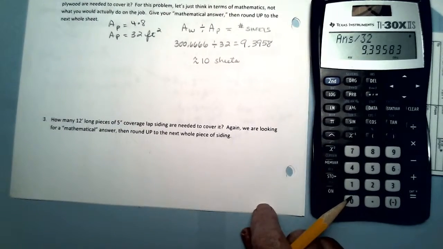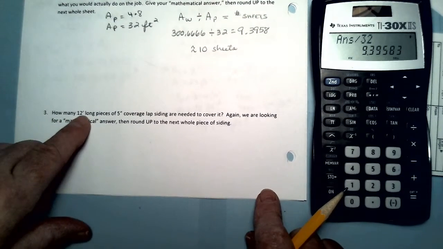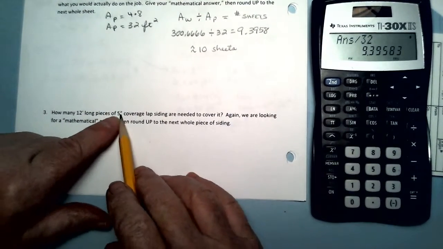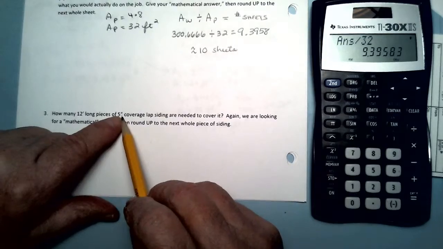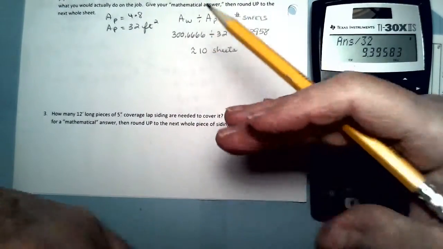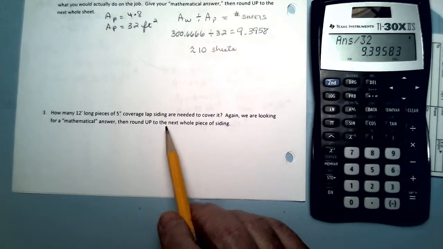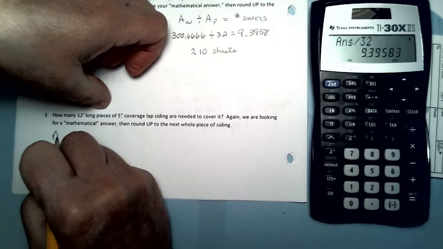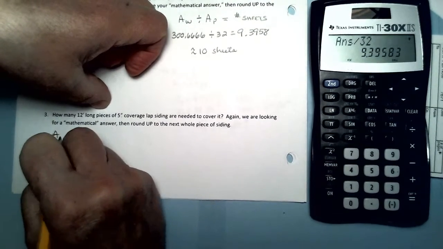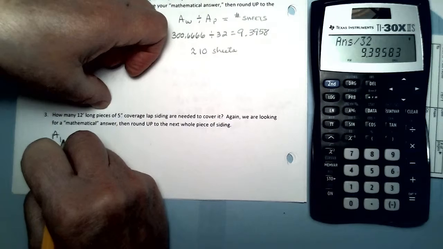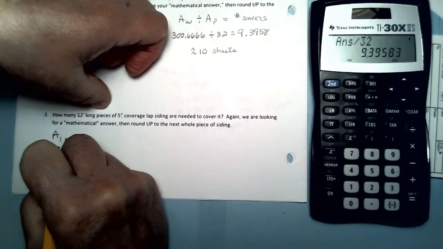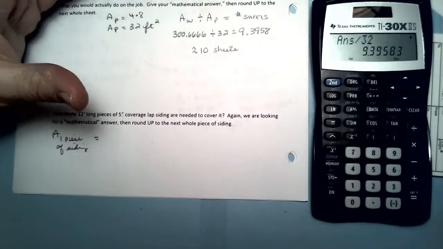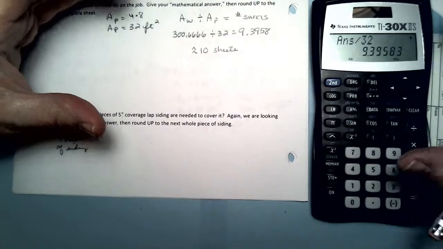Okay, and finally, we're going to put up some siding, and siding comes in 12-inch long pieces, and we're going to say that each lap is going to cover 5 inches in width of the building, and we want to know how many it's going to take. Well, what we're going to have to do is find out the area of one piece of siding.